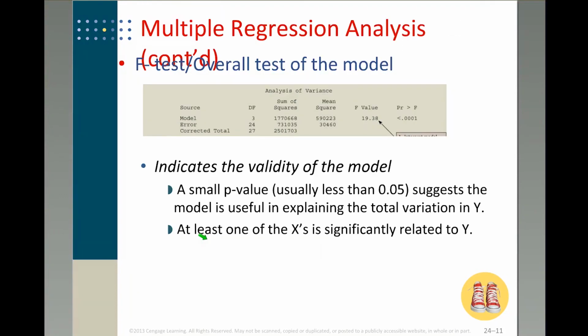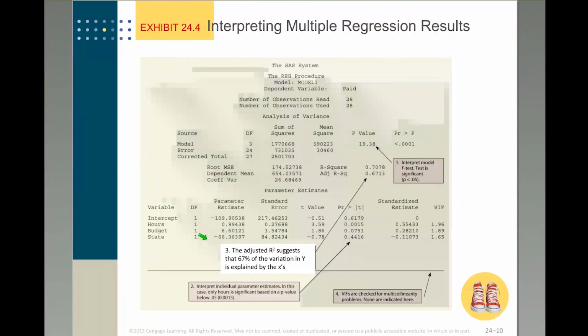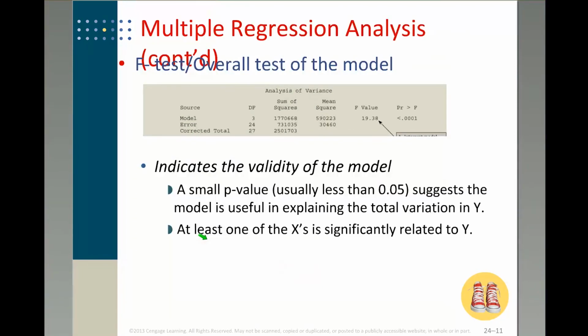There are several things we need to do with multiple regression analysis before we actually use the model to do anything. The first thing, similar to simple linear regression analysis, is that we need to make sure our model is valid. We call that the F-test, or overall test of the model. Basically, with this test, we're trying to make sure that our model is valid.